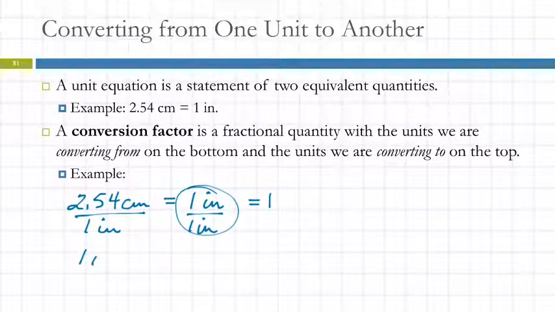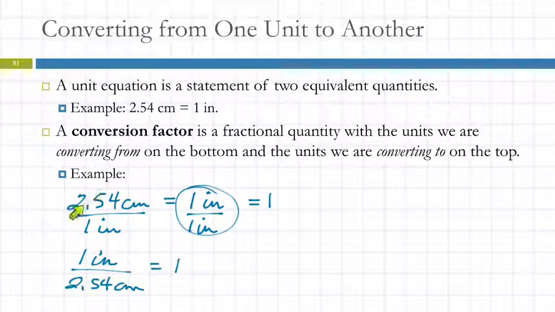I could also come up with 1 inch over 2.54 centimeters and show you that that is also equal to 1. This is what is called a conversion factor. It's a relationship between the units, one over the other, that's equal to 1. What happens when I multiply a number by 1? It's the same number. Right? I can multiply a number by this conversion factor and not change the quantity.